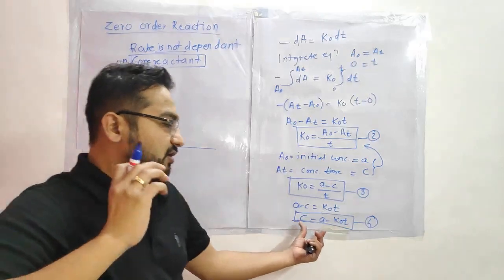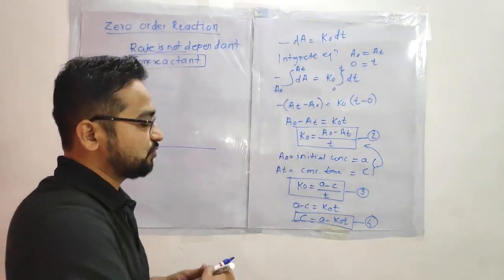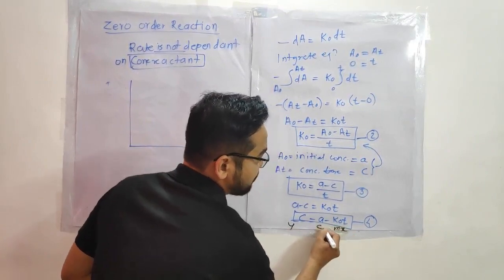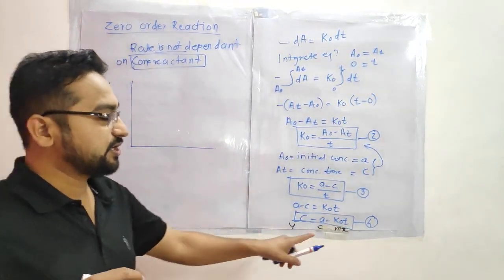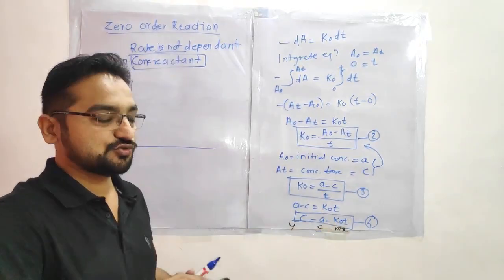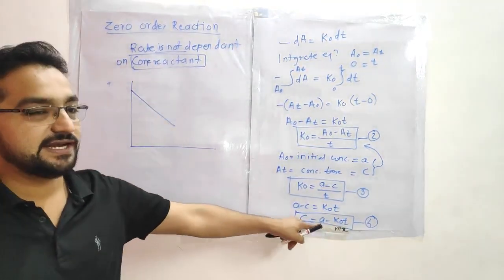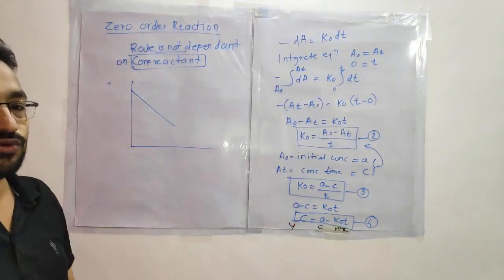So we want to know y is equal to mx plus c. Y is your unknown thing, this will be your mx, and this will be your c. Here you can see the m is your slope. Slope is negative, and the negative sign indicates that the shape of the graph will be towards this side.